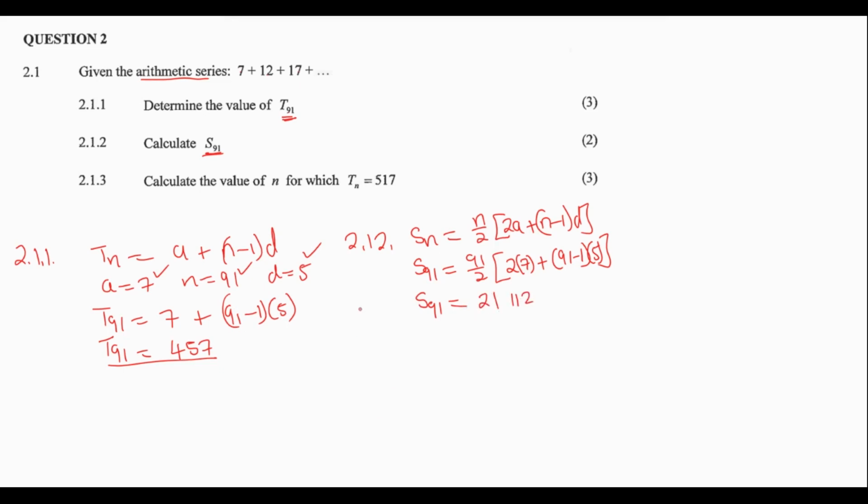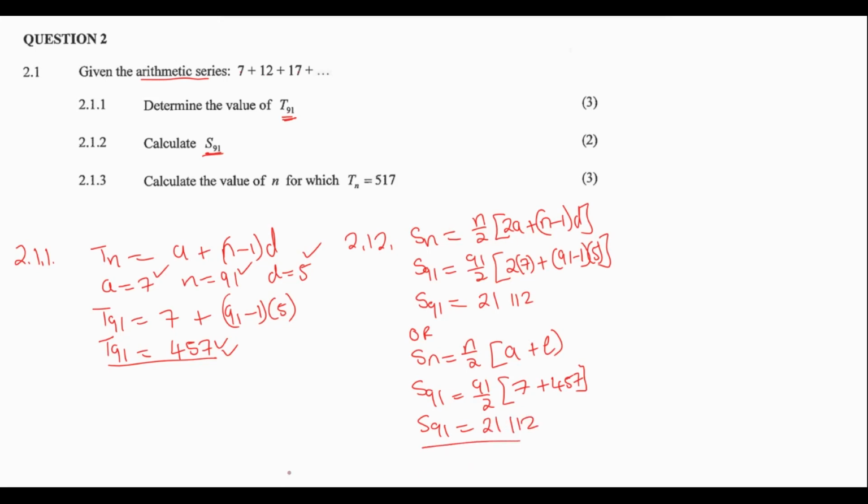Then S91 is equal to 21,112. And then the other thing you can do here is to use this formula: Sn is equal to n over 2, then (a plus l), where l is the last term. So we have our l here. We already got it from our 2.1.1, so we can use that. S91 is equal to 91 over 2, and then we have 7 plus 457, right? And then what you get, S91 is equal to 21,112.